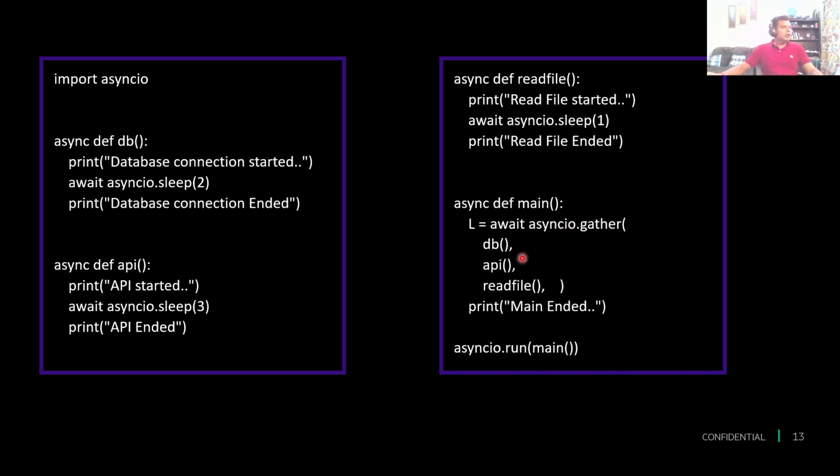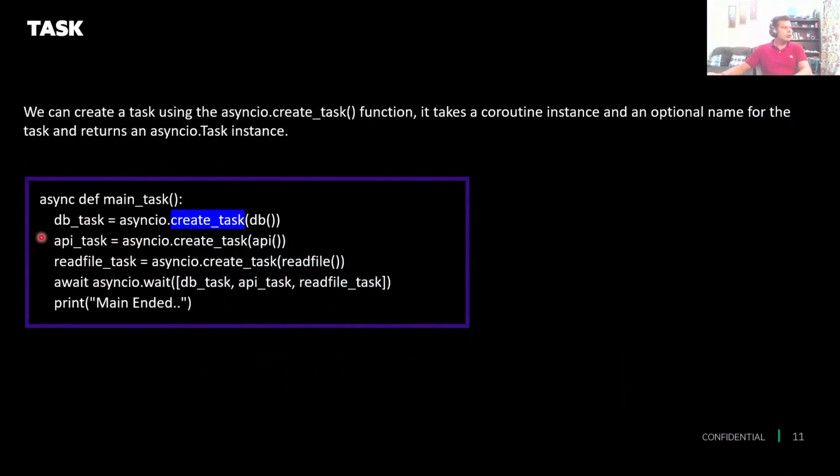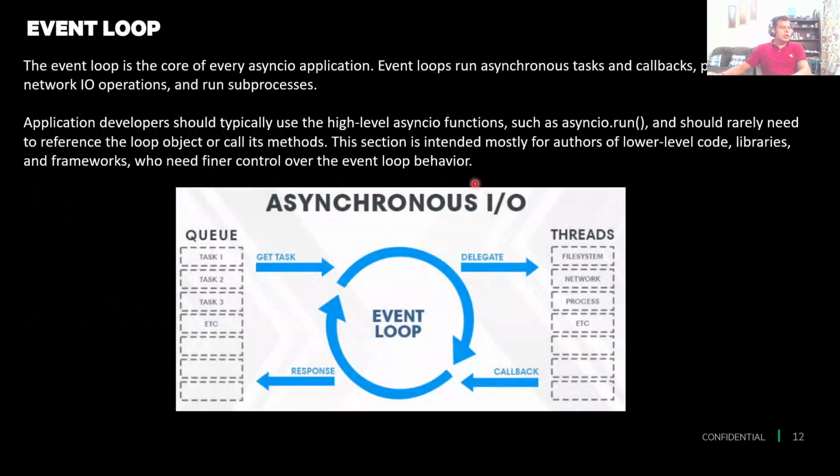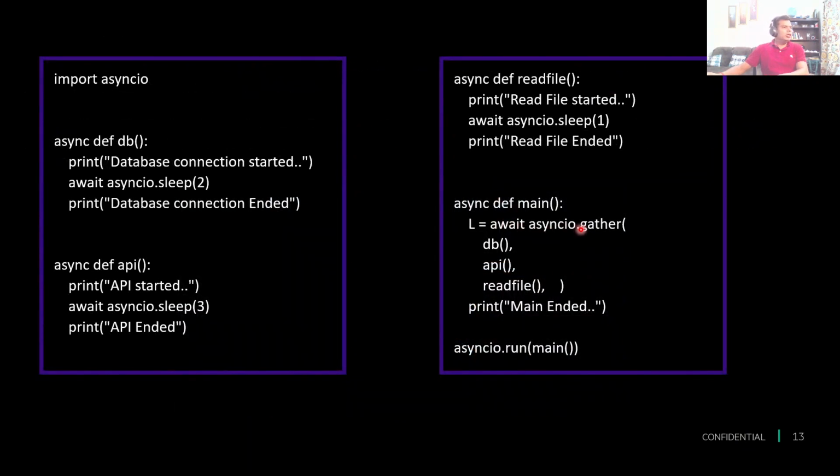In our previous example, we saw that we were able to create the tasks and await on all of them, and we can do the same thing with the gather function. So we are awaiting and calling gather. In the gather we are calling all the coroutines, so we call the DB, API, and read file, and then we say that yes, we are done with the main. That's how we can define the coroutines and run them together.